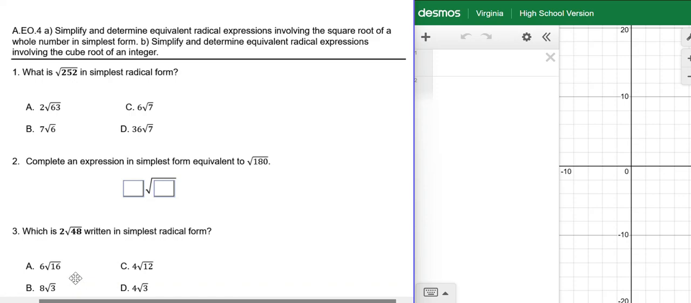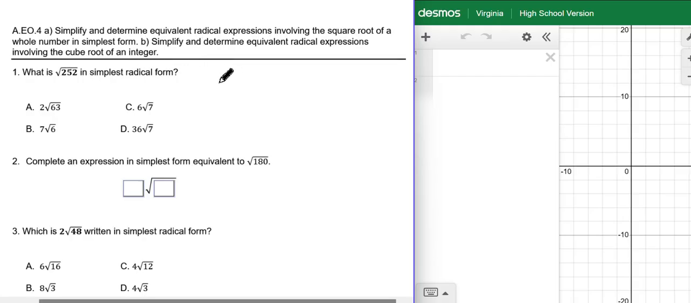In this video, we are going to simplify radical expressions. A radical expression is when you see the radical symbol like this. All right, what is the square root of 252 in simplest form?